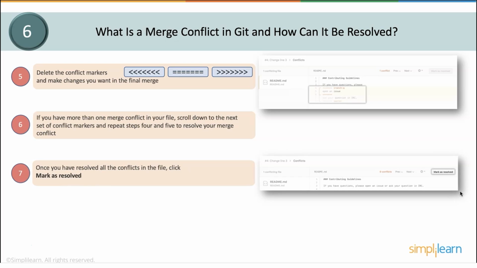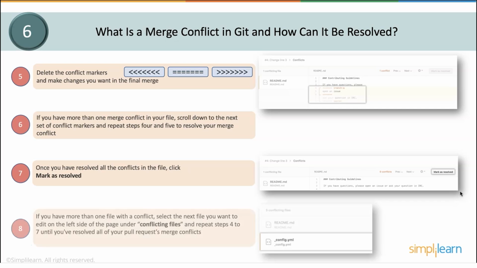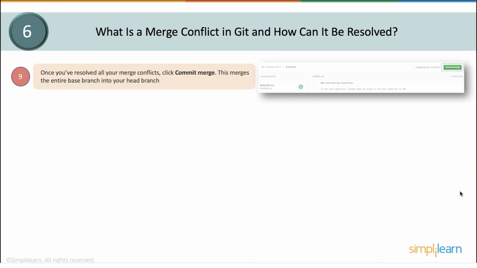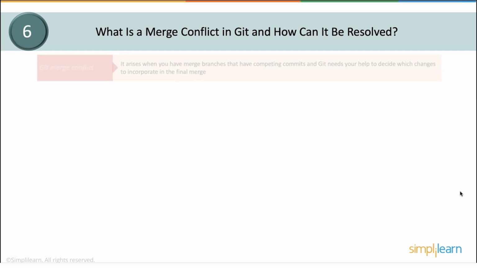Once it is resolved, you click on the result, which will be ready to update your existing branch. That's how exactly the merge conflict is resolved. Once you have resolved all the conflicts, you can see the green signal that says there is no more conflict in your program. So you can simply merge the entire base branch into the head branch. To merge your pull request, you click merge pull request.